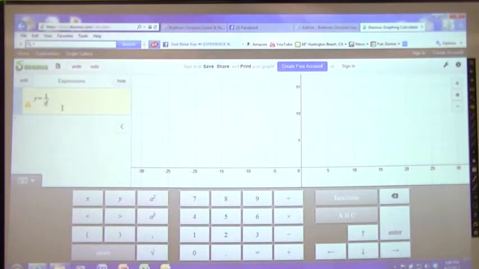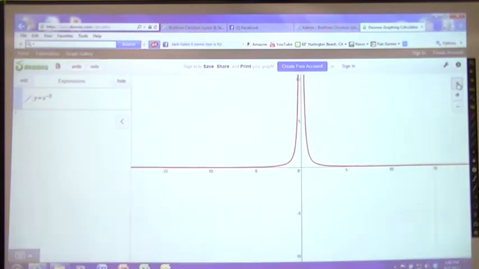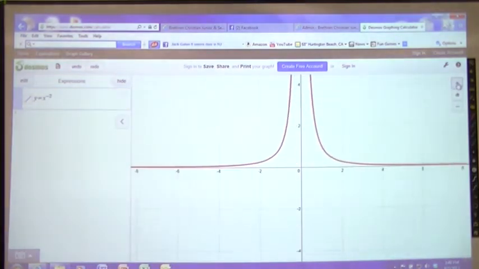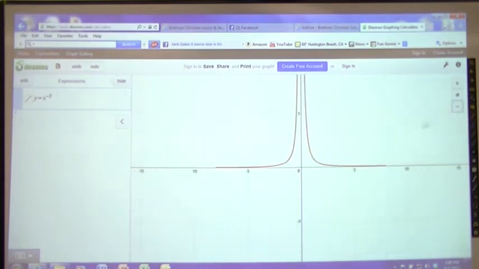Nope. Come on. Why is this not working? All right, let's try it like this. Okay, that's it. There's 1 over x squared. Now, I wanted the... Yeah, we'll just go back to this. Okay.